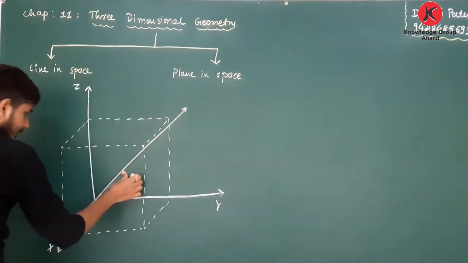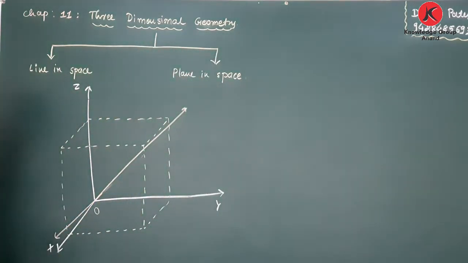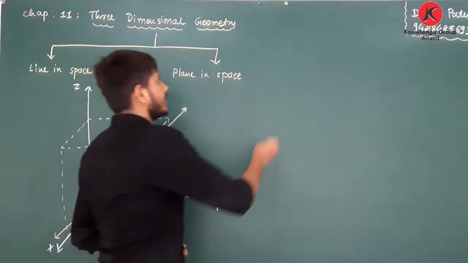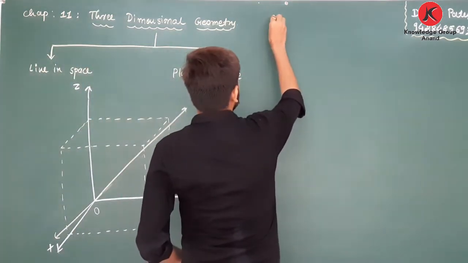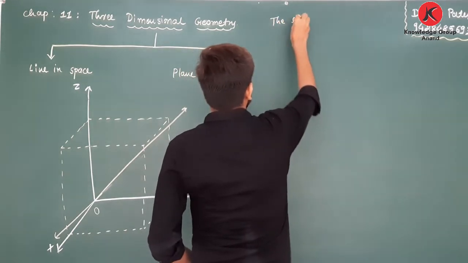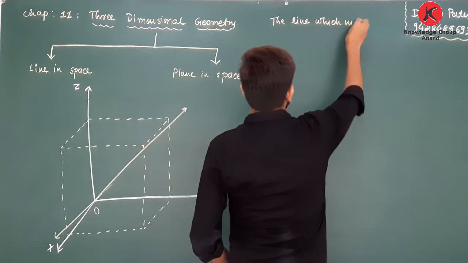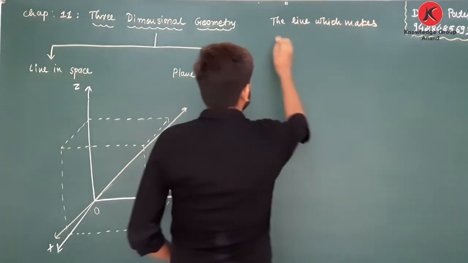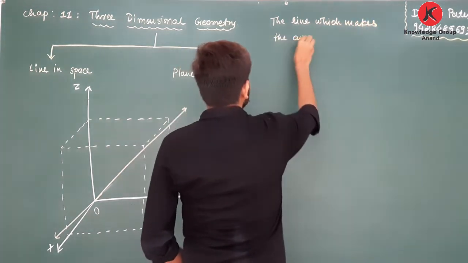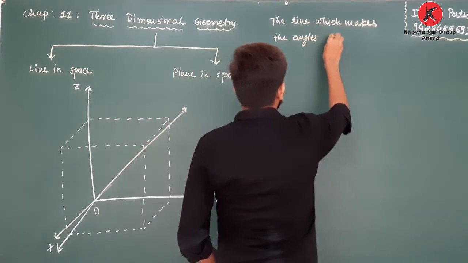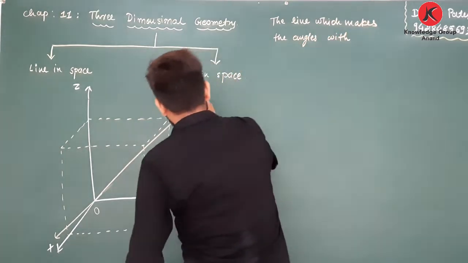Suppose the line makes angles with the positive direction of the x-axis. The line which makes these angles is known as capital L.